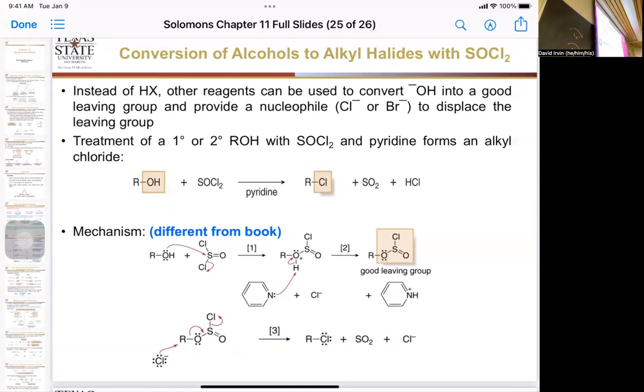Okay, so this is a great way to make alkyl chlorides. We only use thionyl chloride. We typically don't have the bromo version or the iodine version. So this is great for making primary or secondary. Why can't we make a tertiary?